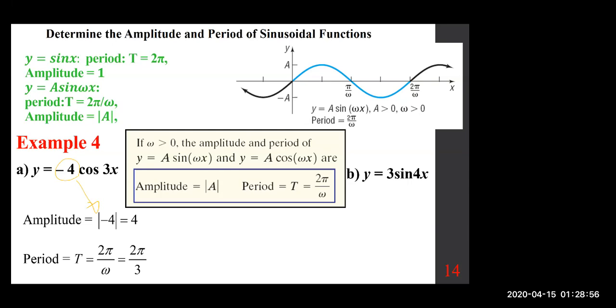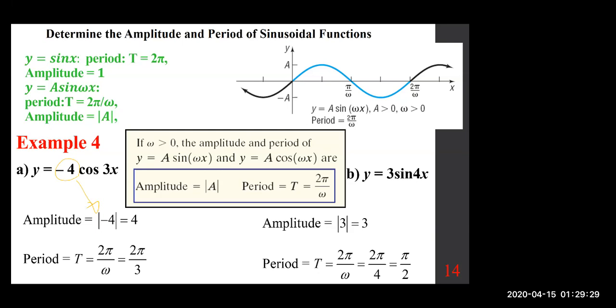Three. Amplitude is 3, and period is 1/2 over omega. Very good. Pi over 2, pi over 4, which is the same as pi over 2. Sounds good, everybody? Are there any questions? All right, we want to move on.